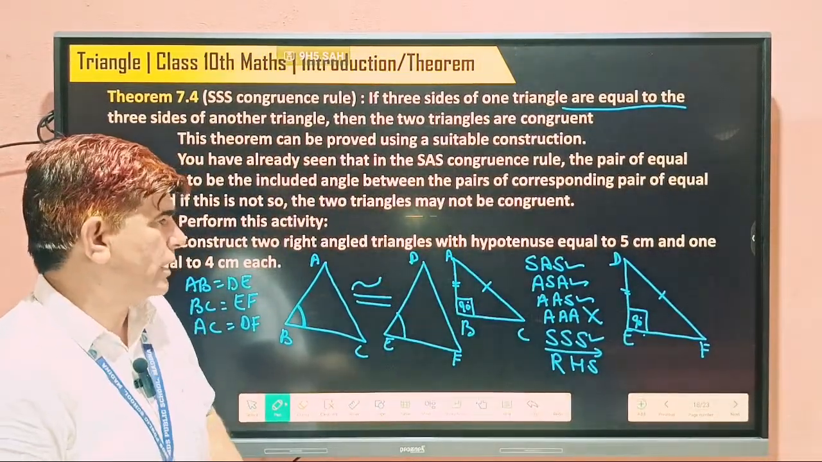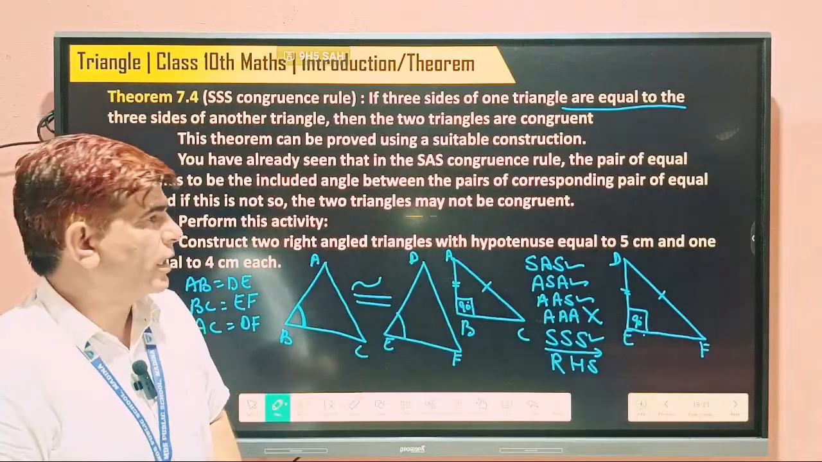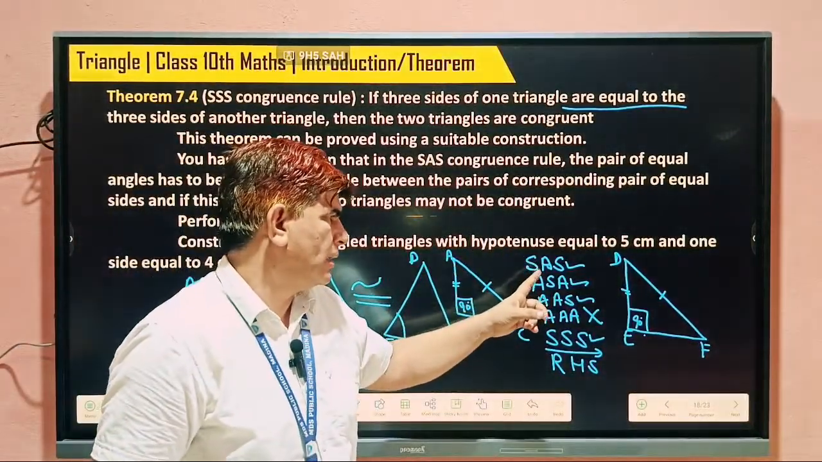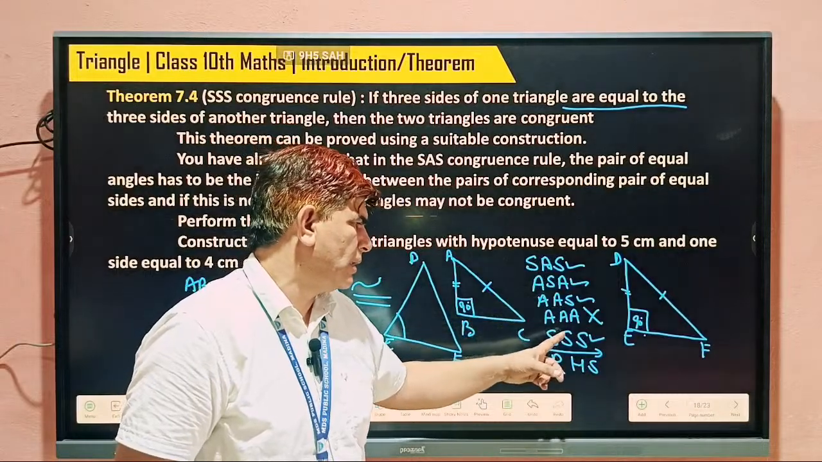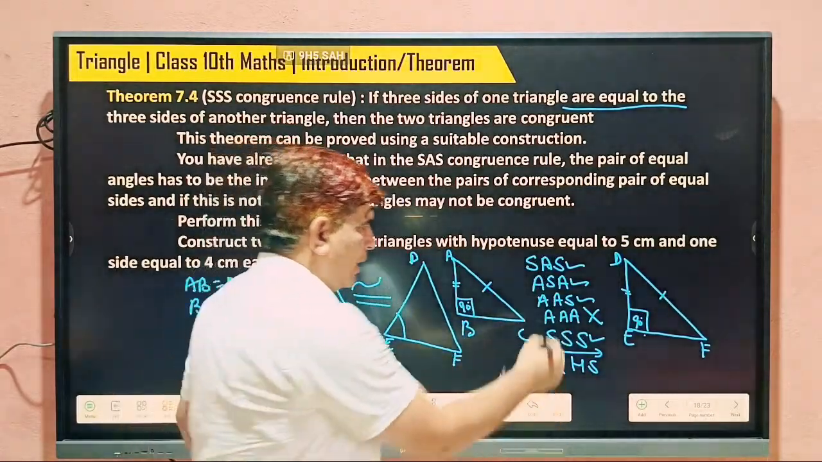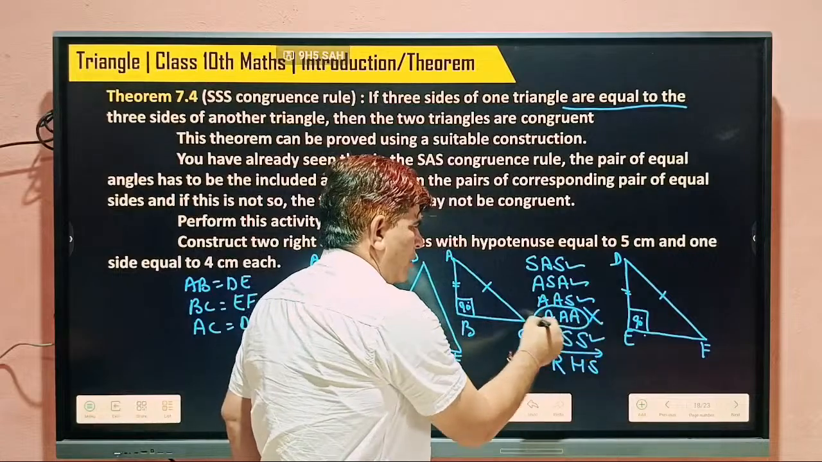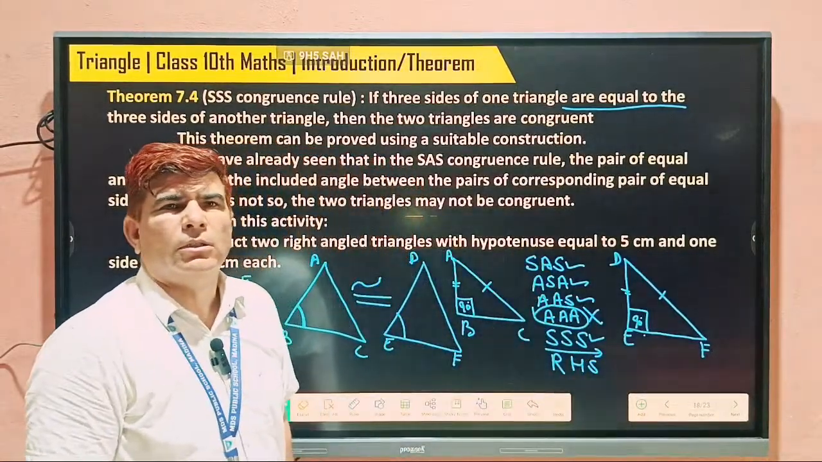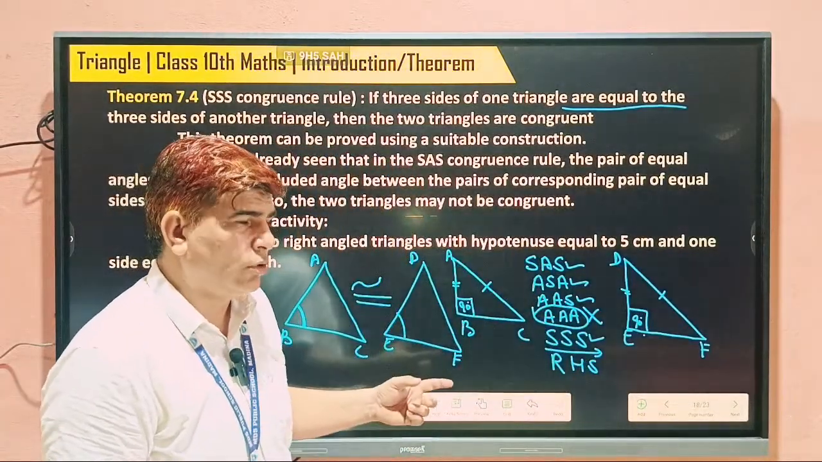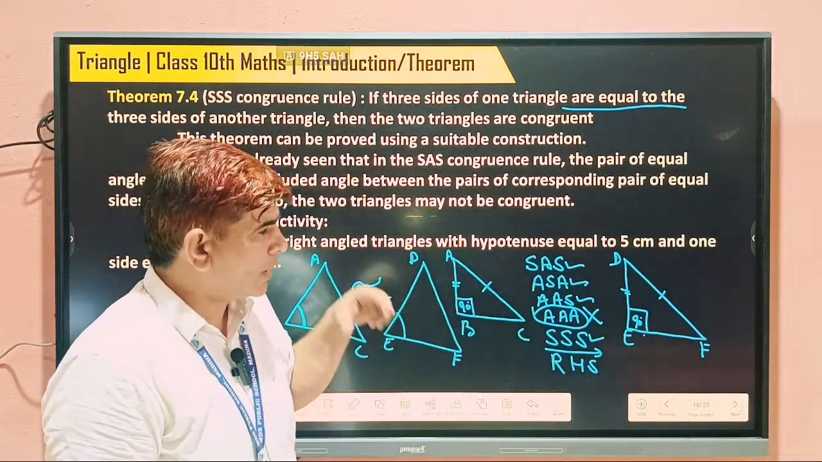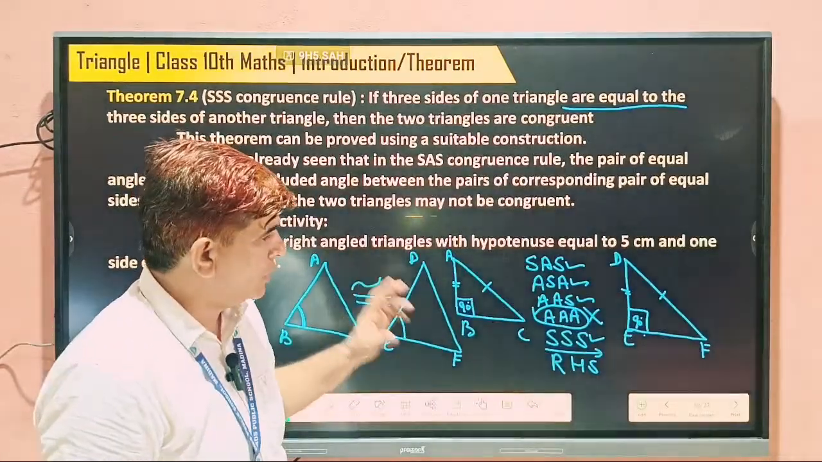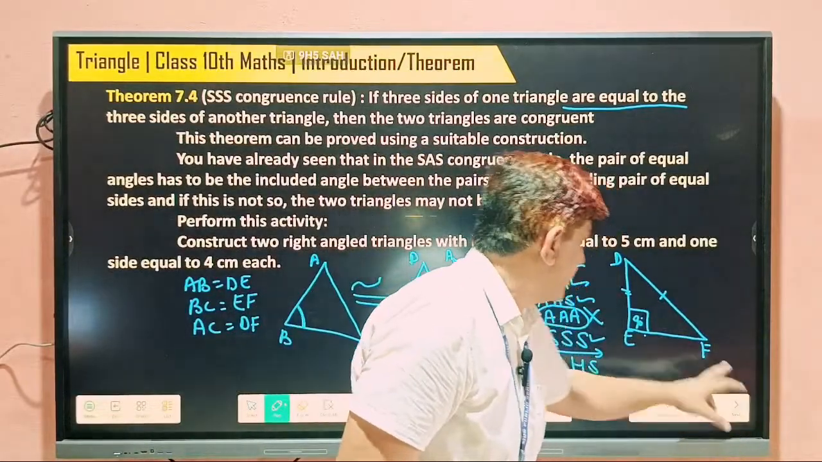So I told you what I told you. Two triangles are congruent if satisfying this condition, this condition, this condition, this condition, and this condition. And here we cannot show they are congruent or not. So proof is not given in your book, not required in 10th class, but revision of these we need.